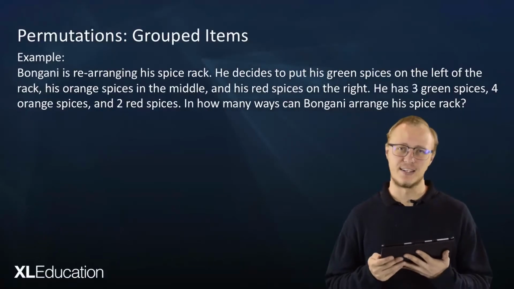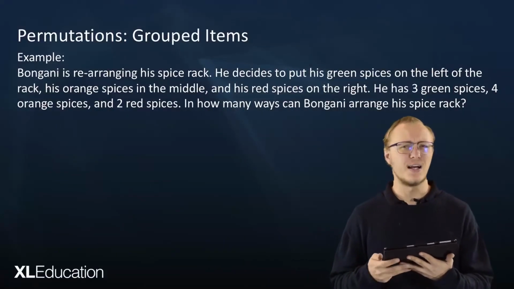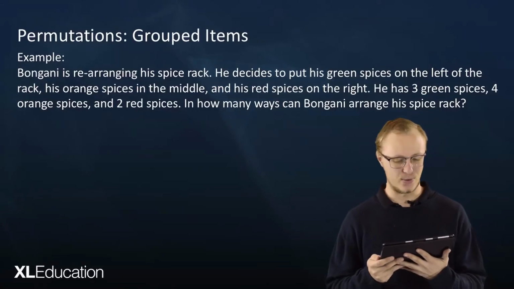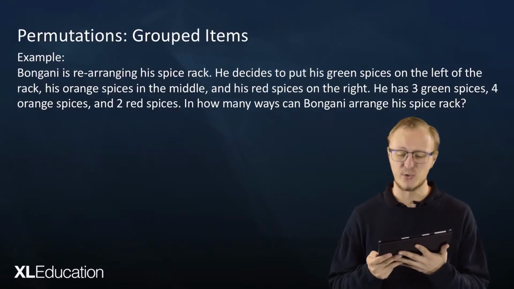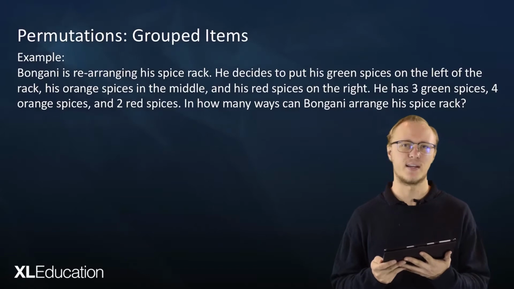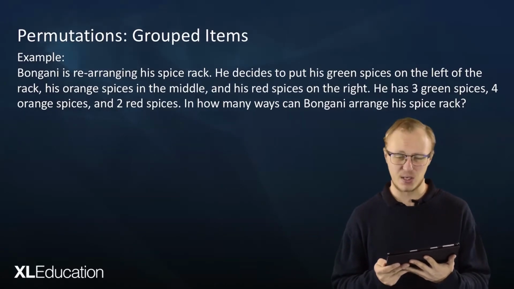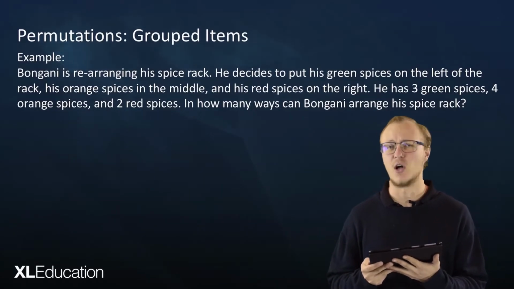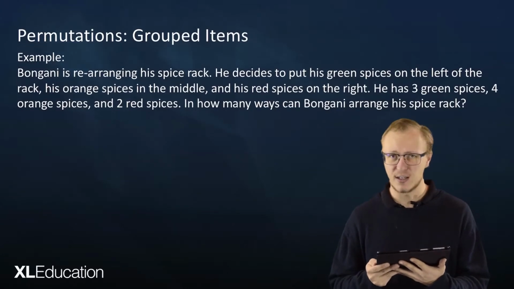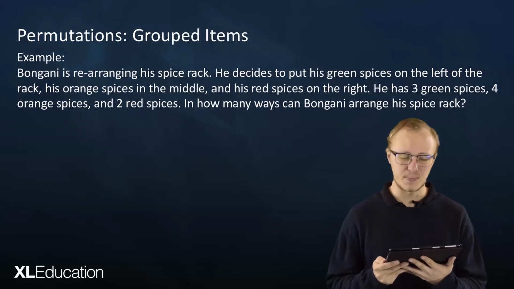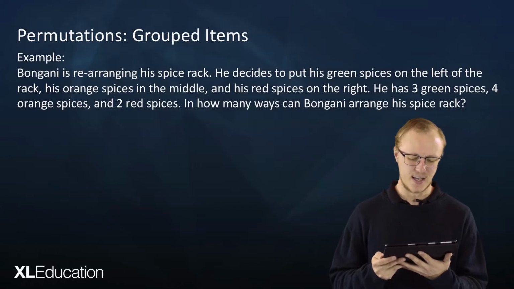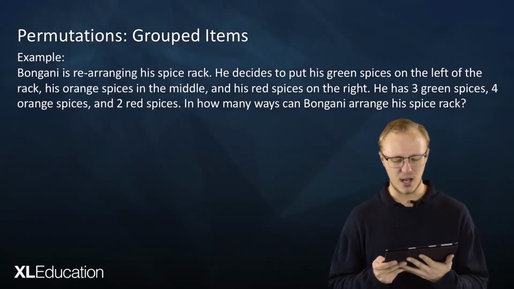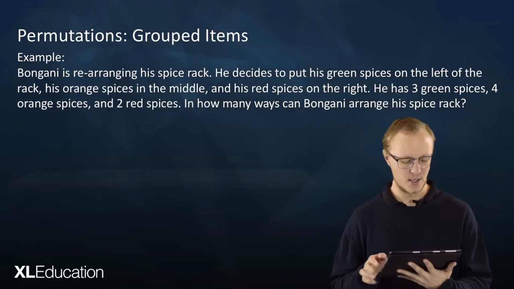Let's look at grouped items. Bongani is rearranging his spice rack. He decides to put his green spices on the left of the rack, his orange spices in the middle, and his red spices on the right. He has 3 green spices, 4 orange spices, and 2 red spices. In how many ways can Bongani arrange his spice rack? So let's have a look.